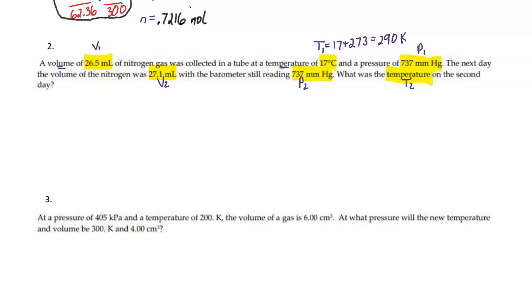The next step is where you write down the formula that you're going to use for the problem. Now, I have labeled V's, T's, and P's, but I noticed that the pressure did not actually change. So I don't need to use the combined law. I only need to use the law that has the V's and the T's. Here it is.